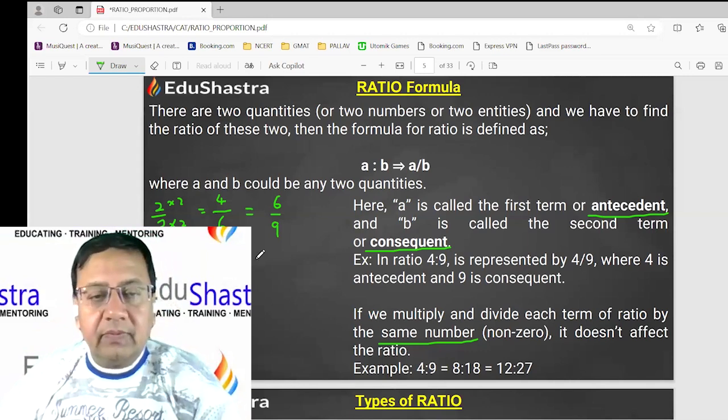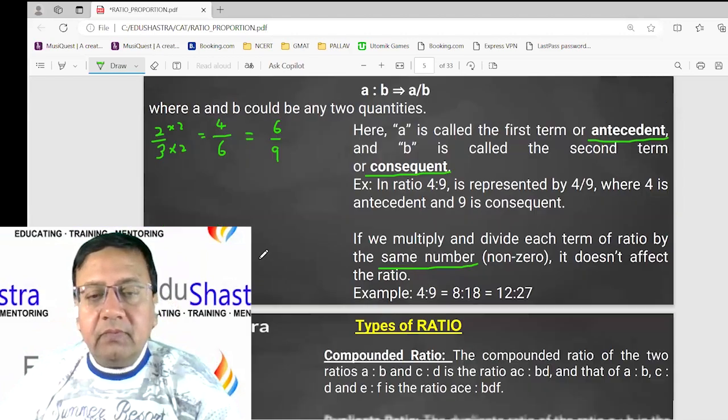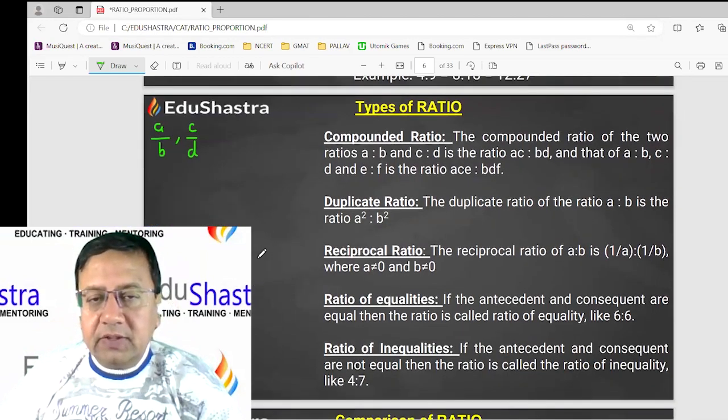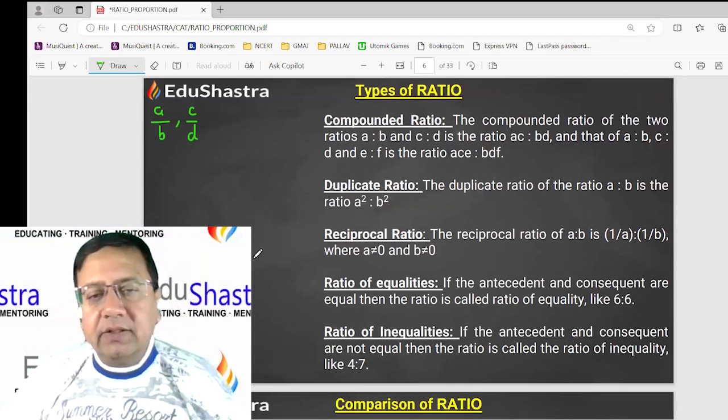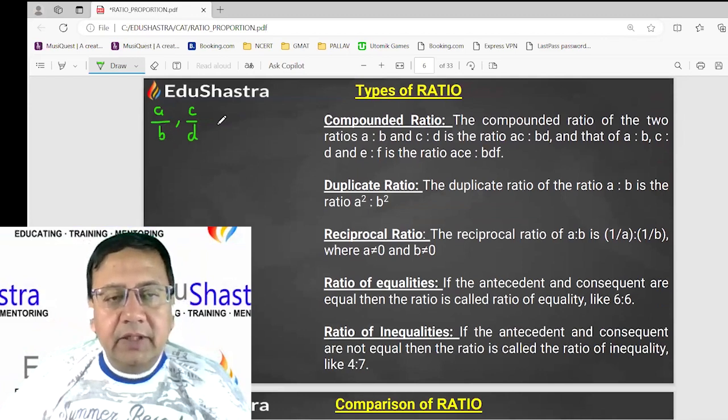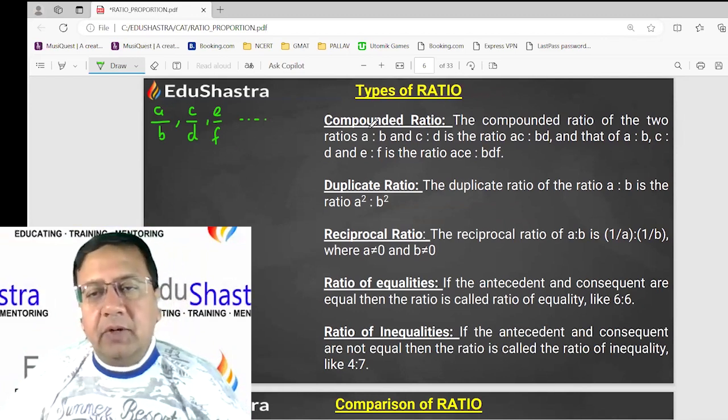Yes, thank you. Okay, so different types of ratios. First are compounded, duplicate, reciprocal, right? So if I say ratios are something like A by B, C by D, E by F, and so on, something like this. So compounded.